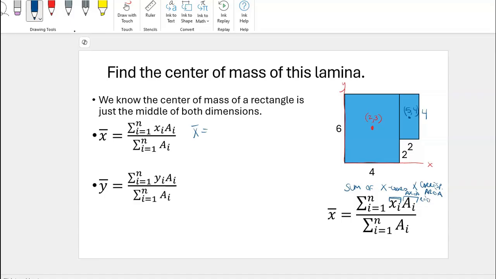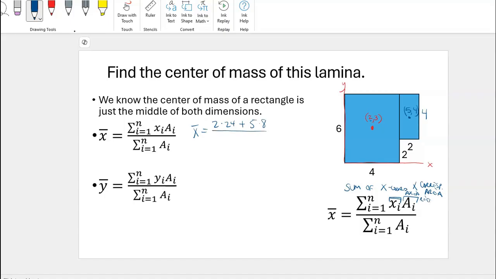So what does that look like in the first one? Well, for the x coordinate of the first one is 2 times the area of the first rectangle. Well, that's just 4 times 6, which is 24. And I'm going to add that to the x-coordinate of the second rectangle, that's 5, times the area of the second one, that's 8.